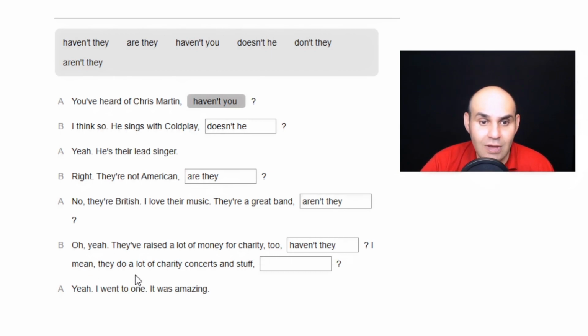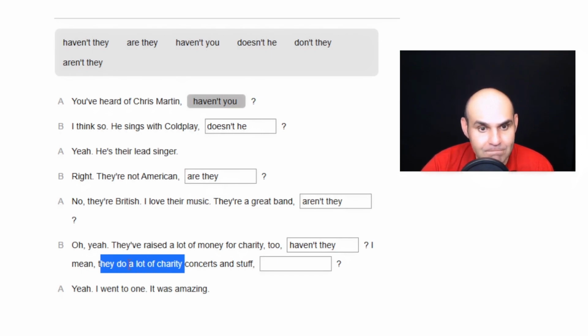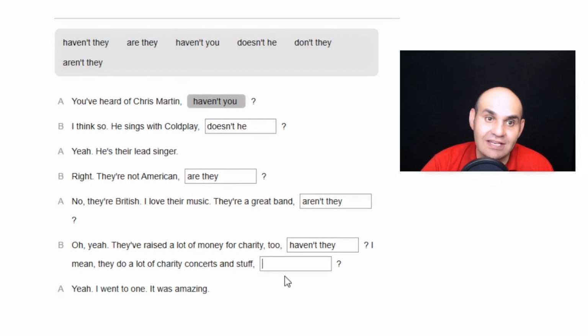I mean, they do a lot of charity concerts and stuff. They do a lot of charity. Simple present. Okay. You see the statement is affirmative, so we need a negative tag. Okay, so what is the answer? Don't they? Very good. And at the end we have, yeah, I went to one. It was amazing.